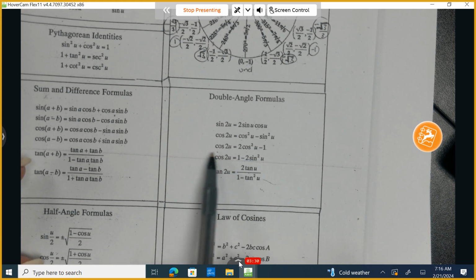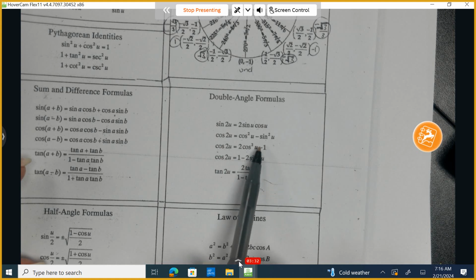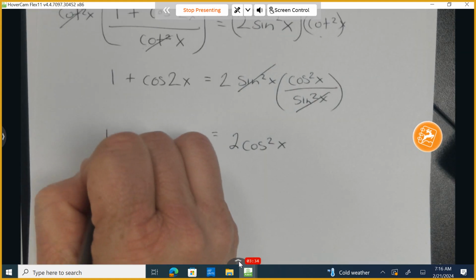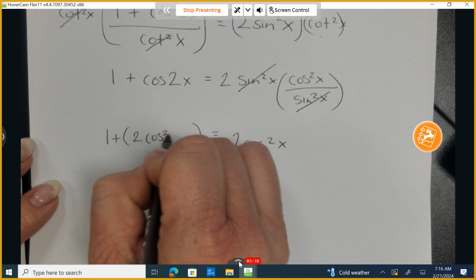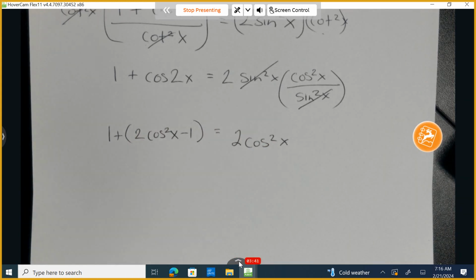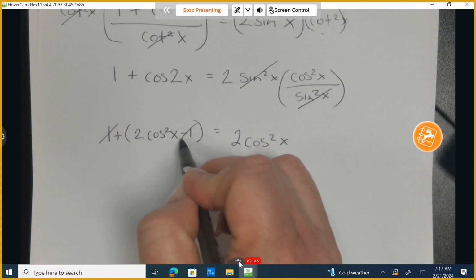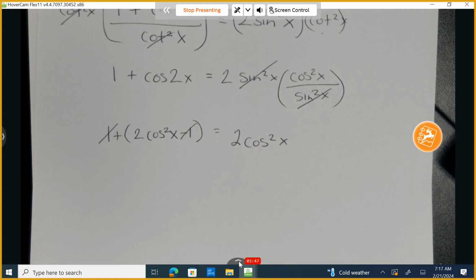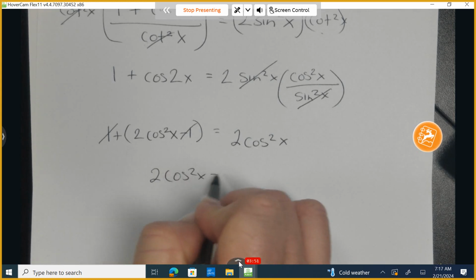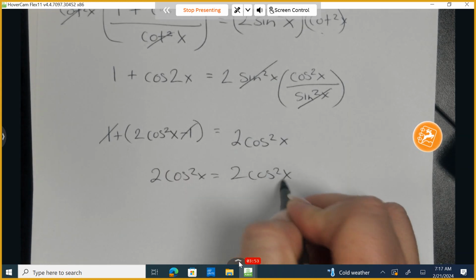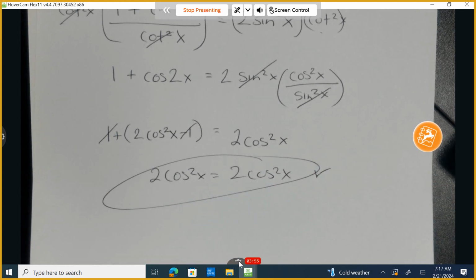So I'm going to replace the cosine of 2x with this quantity. I have 1 plus, and this is where I substitute in, 2 cosine squared x minus 1. Now on the left-hand side, these are additive inverses. 1 and negative 1 cancel out because they equal 0. And I have 2 cosine squared x equals 2 cosine squared x. The left side equals the right side, and we are done.